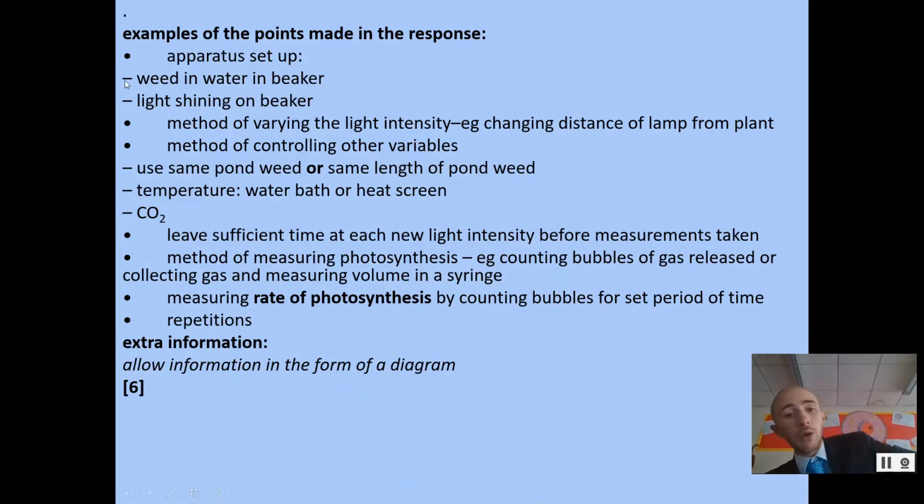Now if you write all of that together, that will get you 6 marks. As long as your method would work, it'll get you 3 or 4 marks. And if your method wouldn't really work, i.e. you forgot to mention controls completely, or you forgot to mention that you count the bubbles, you can't get more than 1 or 2 marks. It gives you an idea of the kind of question you'll see in terms of a 6 marker.